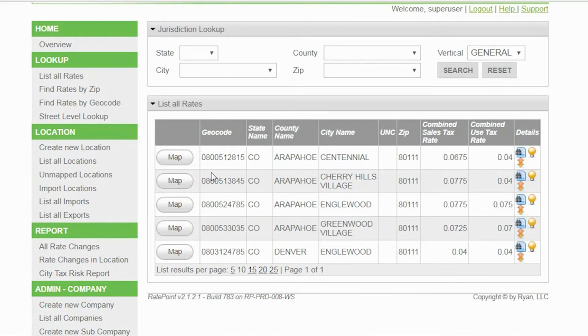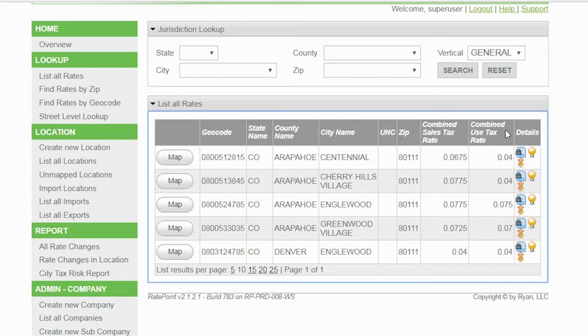The anatomy of a rate in RatePoint consists of several data component parts, starting with the Geo Code. The Geo Code in RatePoint follows the FIPS standard, which is a federal standard to describe geographies. The first 2 digits are state, followed by the next 3 for county, and the last 5 for place name. On the record, you'll also notice that there are references to the state, county, and city, as well as the zip code, followed by the combined rate for sales tax and the combined rate for use tax.